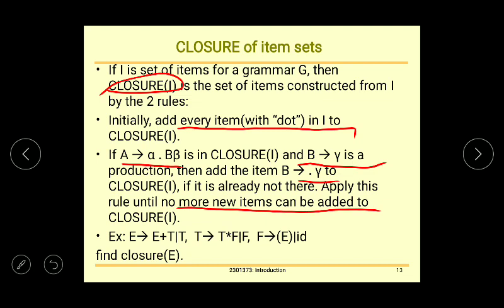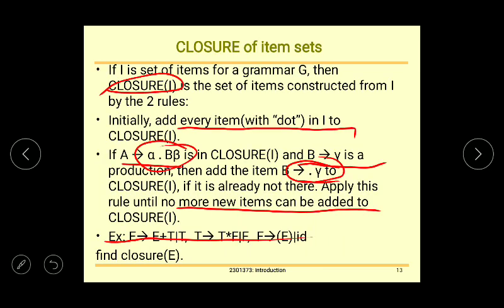First, we have to add every item with the dot into closure of I. Second, if there is an item A → α . B β in the item set, and B is a non-terminal, then the productions of B should be added to closure of I with the dot at the beginning. Consider this example where E gives E plus T or T, T gives T star F or F, F gives E or ID. Find closure of E. So how can it be solved?